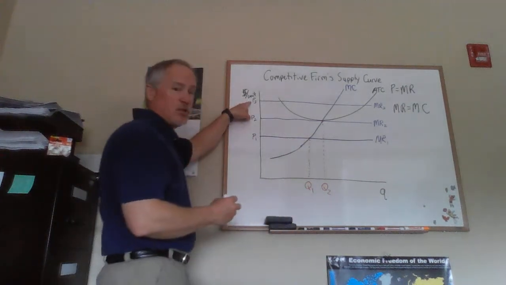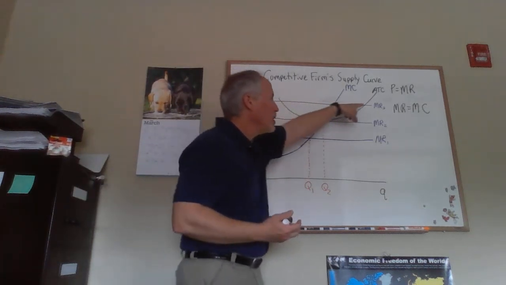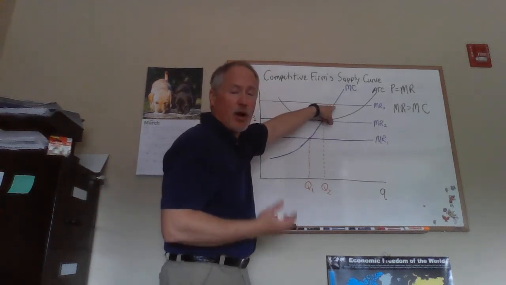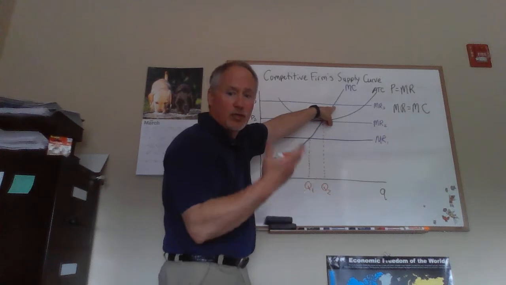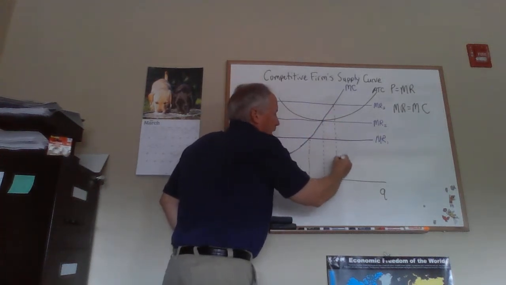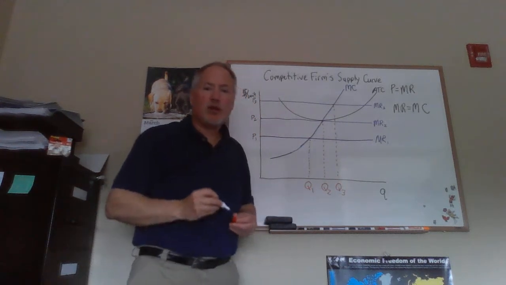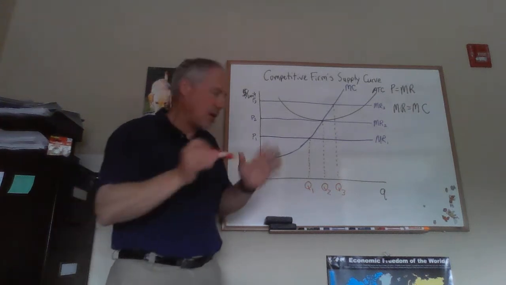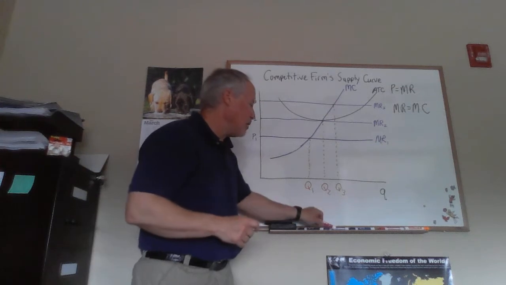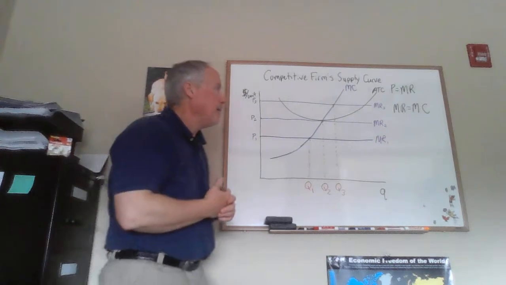Then if the price was P3, we draw in a horizontal marginal revenue curve. I've already done that, so that's MR3. We find the intersection of MR3 with the marginal cost curve, which is here. In this case, the firm would maximize profit by producing the quantity Q3, when the price happens to be P3.